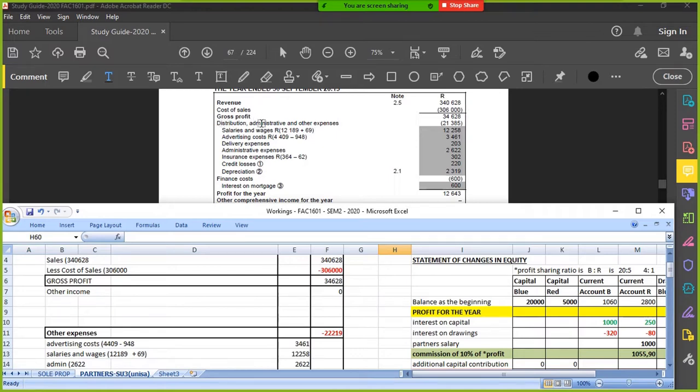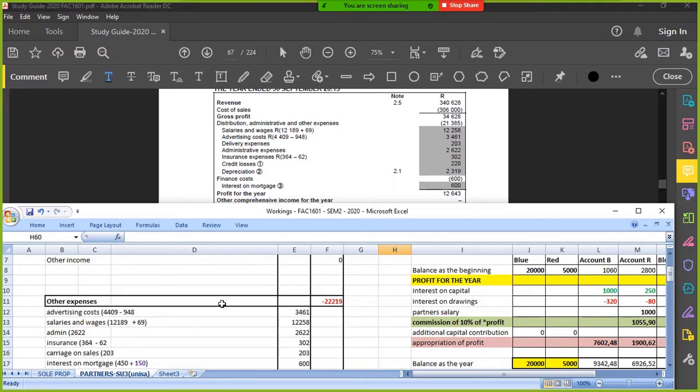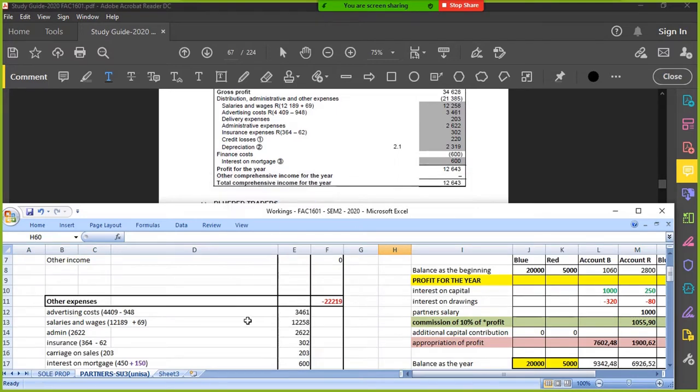Right, distribution, admin, and other expenses. I just put them all under one heading. Right, obviously, use what they've got here. If you need to differentiate your disclosure, then you can just add up what you need to get the same figure. Okay, everything that they've got here, we should have here as well.